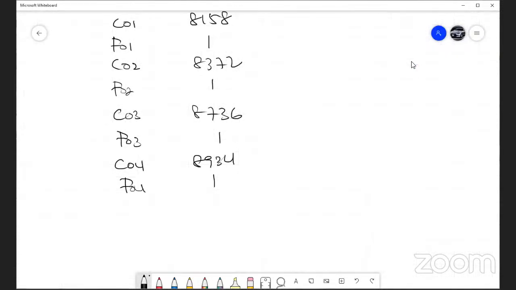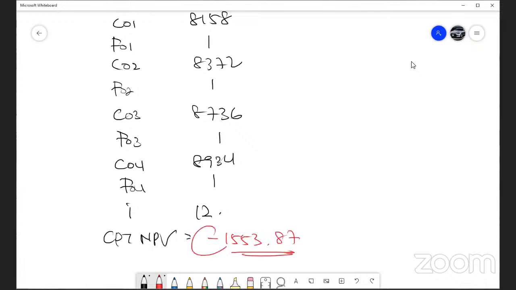Put in your interest, 12. Okay. Compute NPV. So regardless of whichever method you use, you'll get this figure, negative 1,553.87. So the moment you see a negative NPV, you reject.